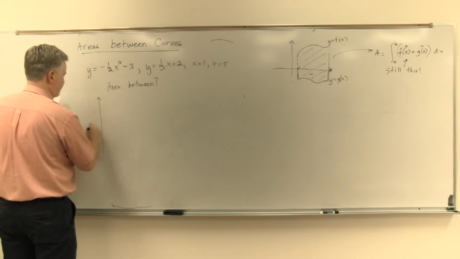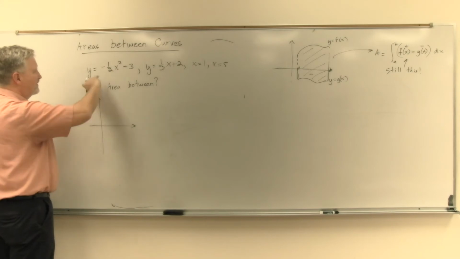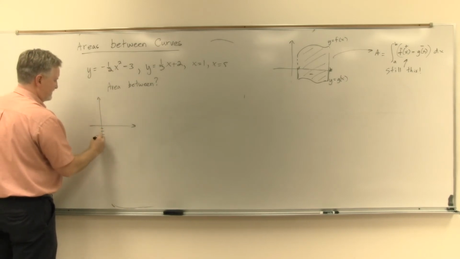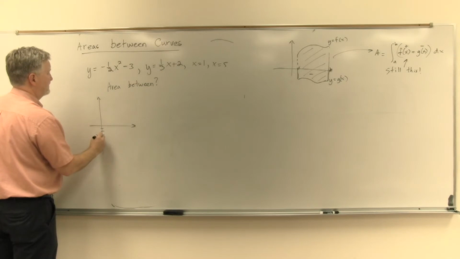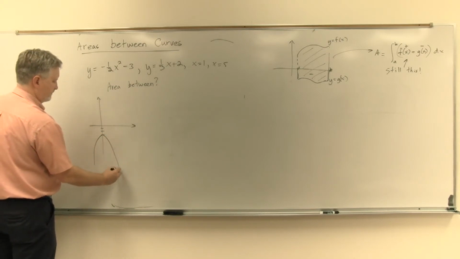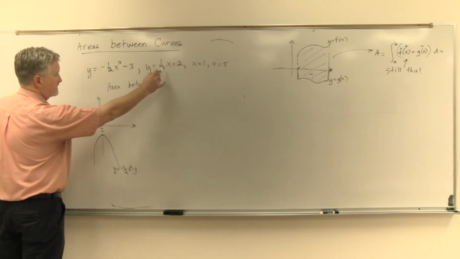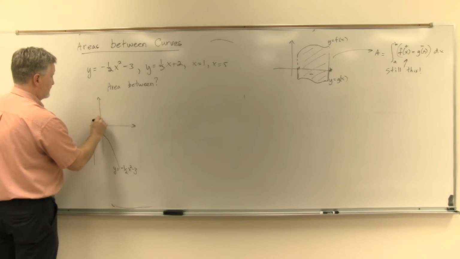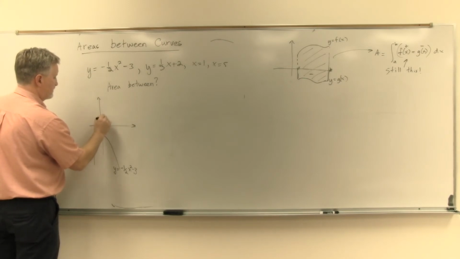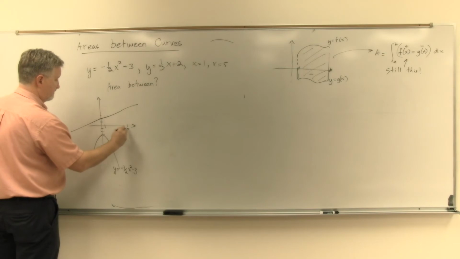Well, it didn't hurt, I guess, to look at the graph here. All right, so this is my negative x squared, so it'll be the one that opens down. So negative 1/2. Graph on your calculator, but I'm just going to gauge it in here. I believe that's something like that. y equals 1/3 x plus 2 would be something like this. And I want to go from x equals 1 to x equals 5.